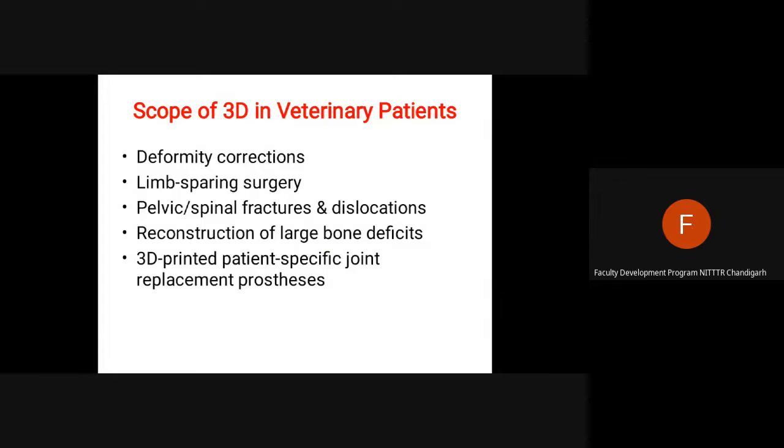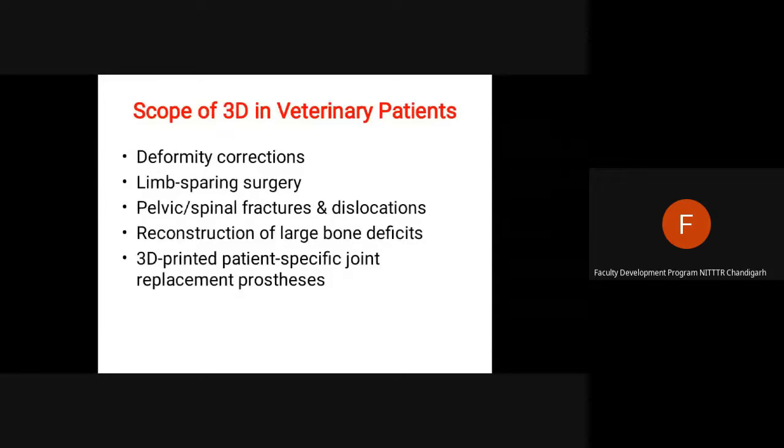Like it can be used for deformity corrections. Limb sparing surgery, as I showed you in the example where the bone was lost, like having a tumor, and the part of the bone is removed. The limb is spared by using some grafts. Then pelvic or spinal fractures, which are quite complex to treat, and dislocations, may be treated nicely if we are using 3D printing technology.